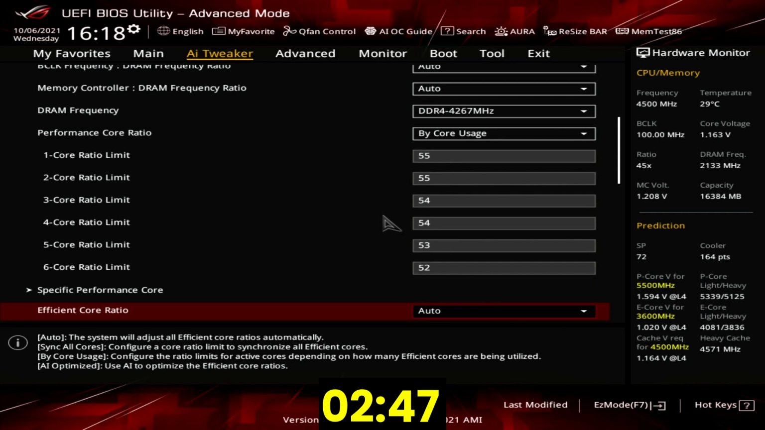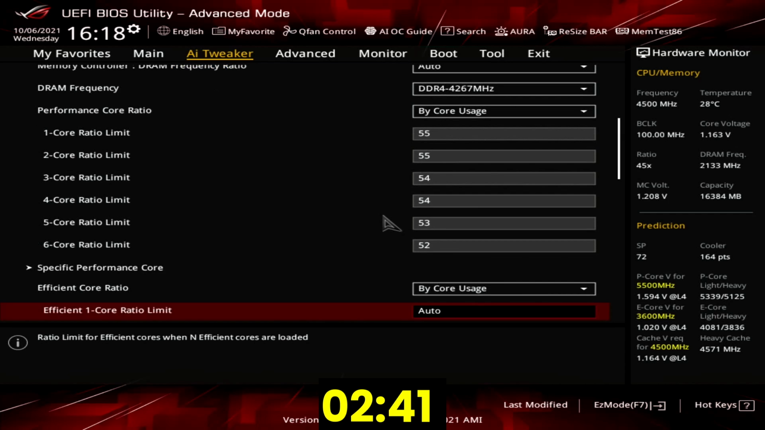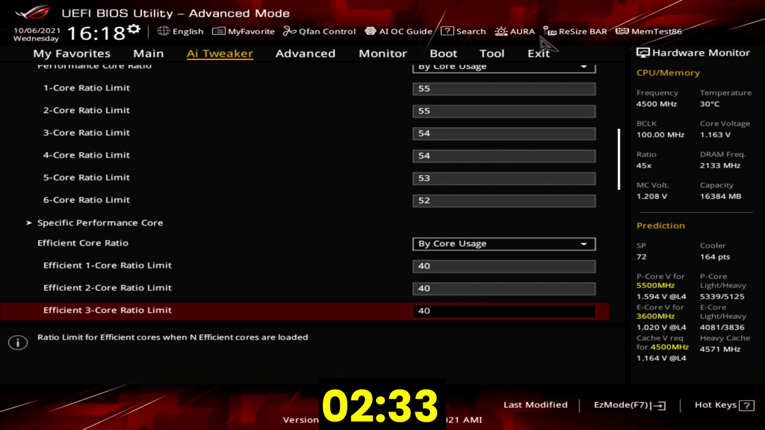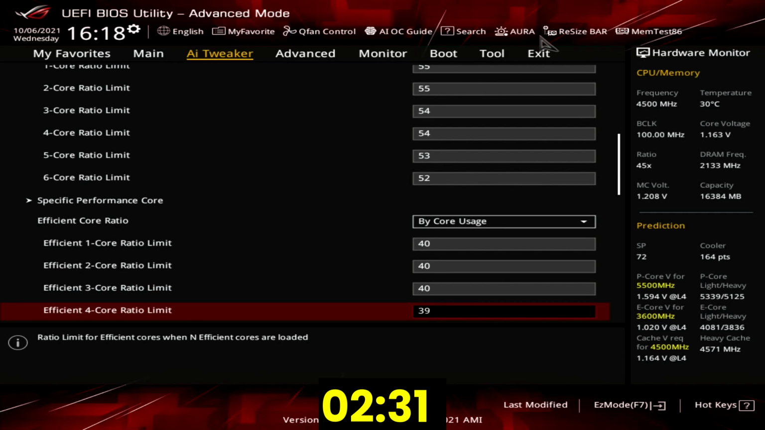Set Efficient Core Ratio to By Core Usage. Now we will set a dynamic E-core overclock. Set Efficient 1 core ratio limit to 40. Set Efficient 2 core ratio limit to 40. Set Efficient 3 core ratio limit to 40. Set Efficient 4 core ratio limit to 39.